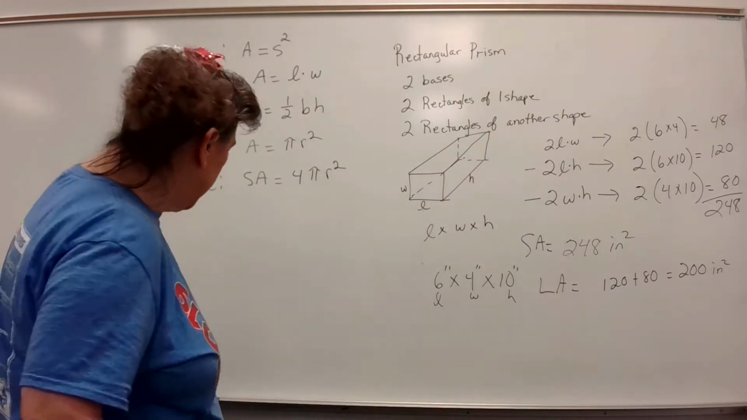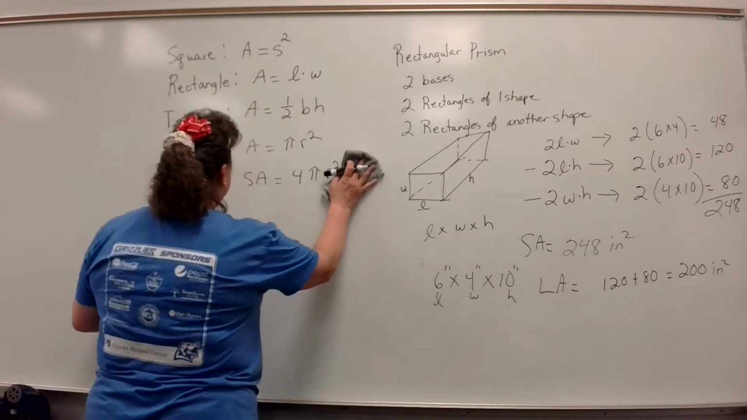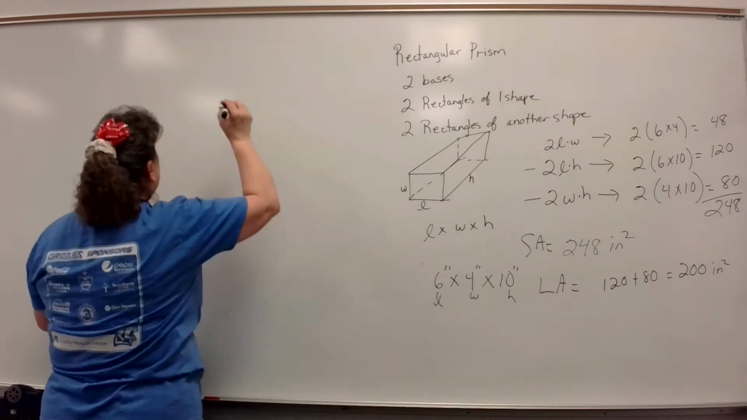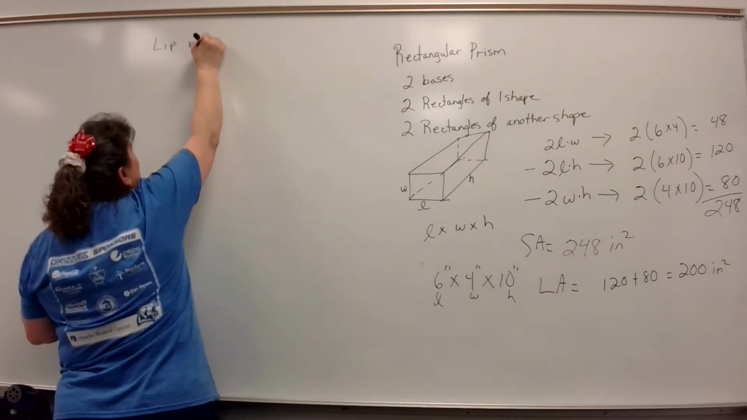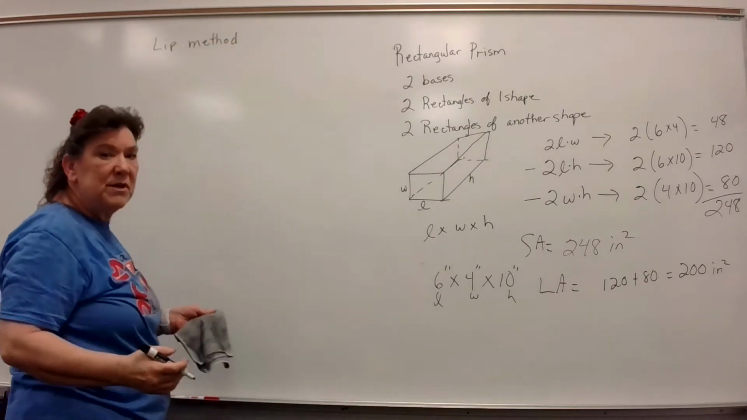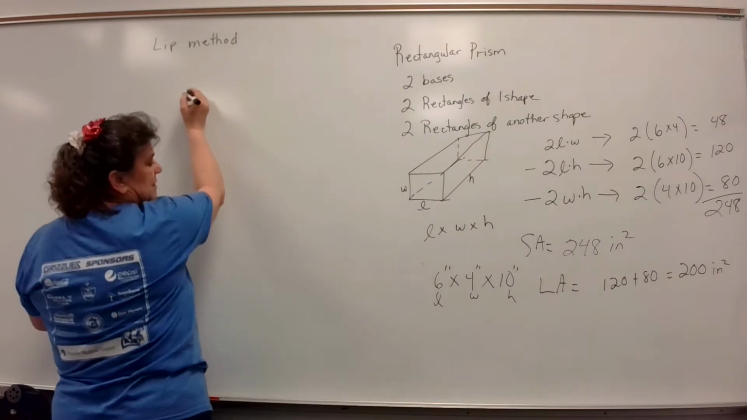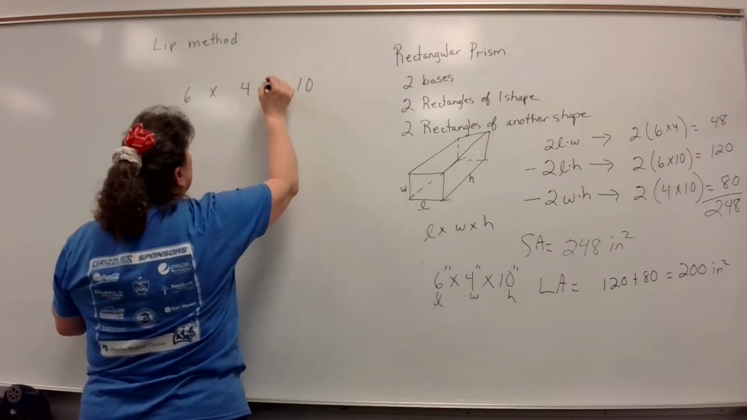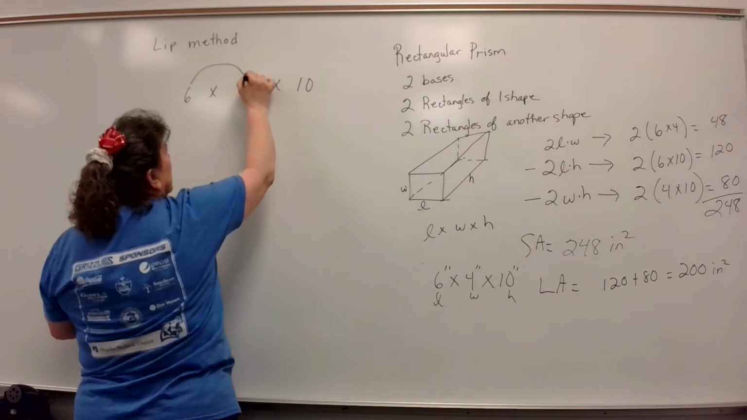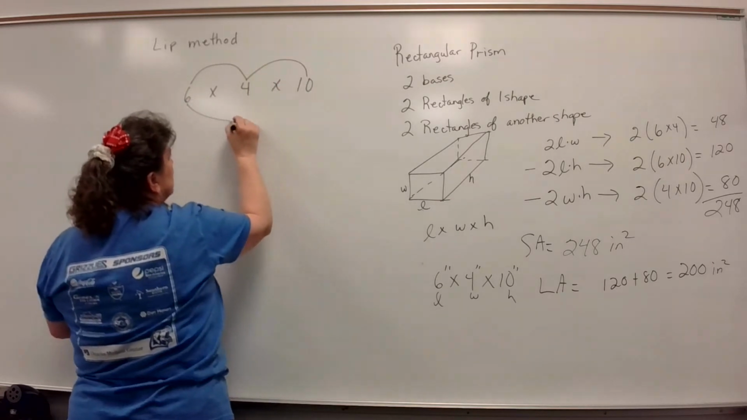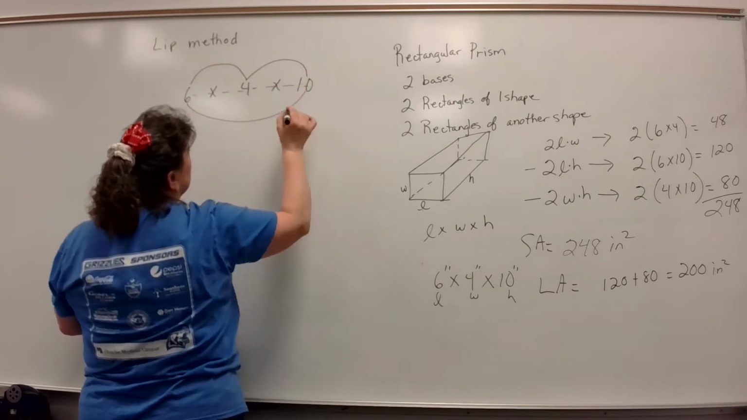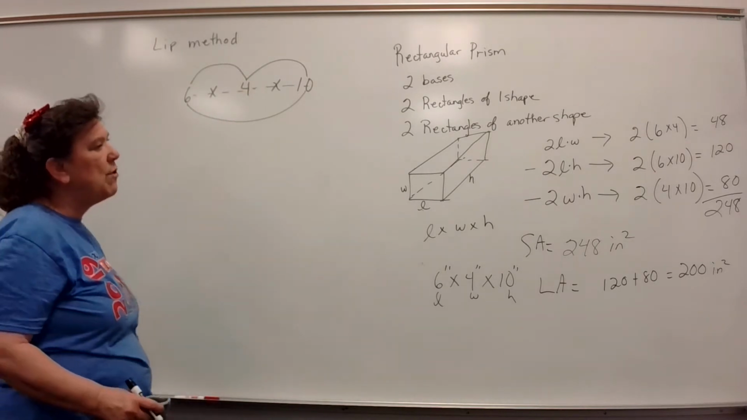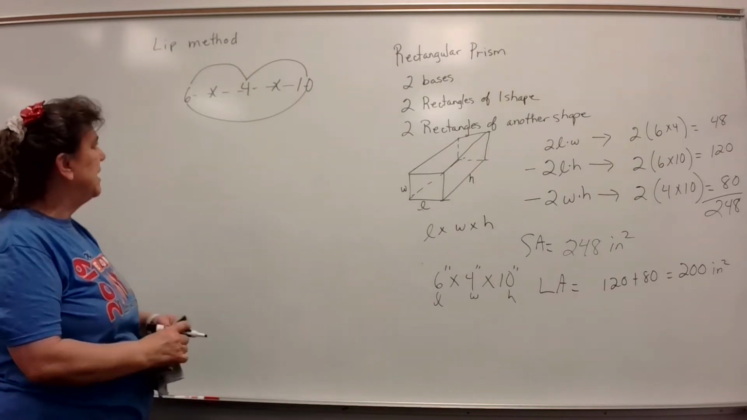Another thing we can do with this rectangular prism, which makes it kind of fun, is there's a little picture that can help you remember how to do this one. And I call it the lip method. And the reason I call it the lip method is because when you draw the picture, it actually looks like a set of lips. So let's go 6 times 4 times 10. We're going to have two of these plus two of this multiplication plus two of this multiplication. You draw a line through it, you can see that kind of looks like a set of lips up there. So your lip method makes it easier to perform the surface area of a rectangular prism.